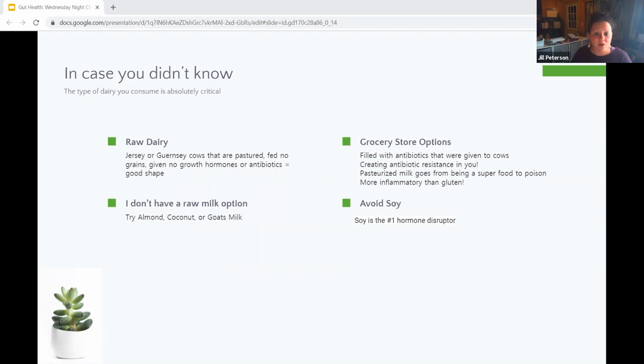If I didn't have a raw milk option near me, which I will tell you all, I just moved to a new city and there's legit a raw milk option like a mile and a half down the road, I couldn't be more excited about it. But before that, I didn't have that option. So if it were me, I would switch to almond milk, coconut milk, or goat's milk.